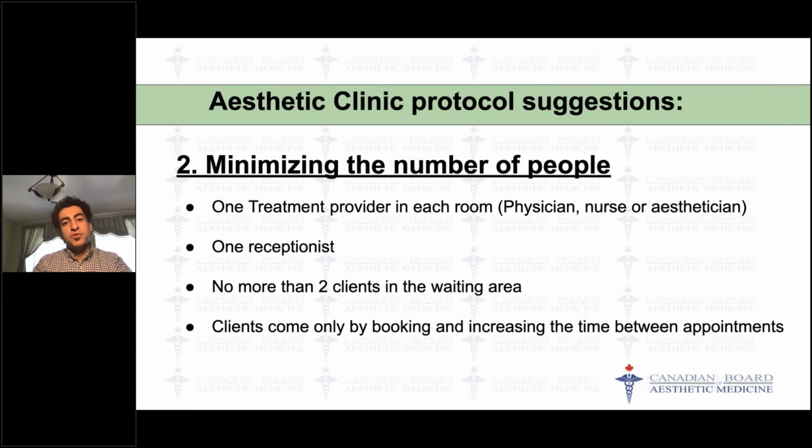I also suggest you minimize the number of people in the clinic. If you have a small clinic with just 1 or 2 treatment rooms, I would suggest just a treatment provider and a client in the room, just one receptionist, and make your appointments in a way that just 1 or 2 people are in the waiting area. In my clinic, I'm going to have just 1 person in the waiting area and not more than 1 person.